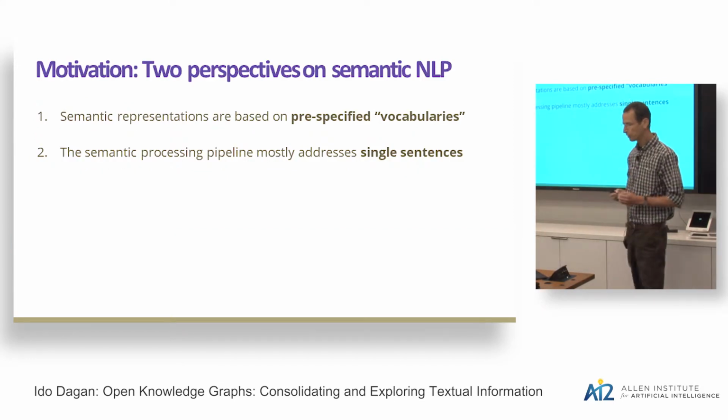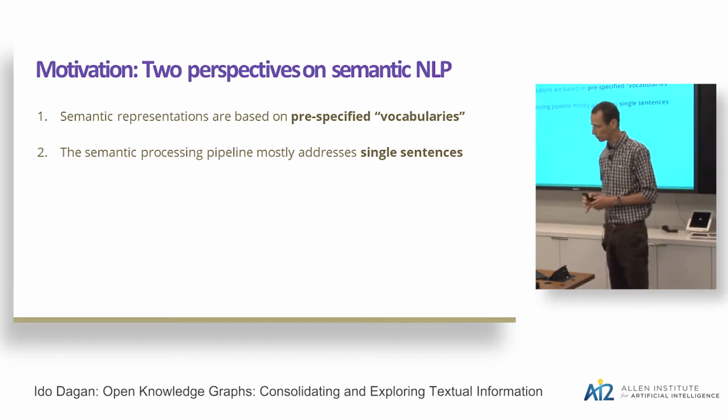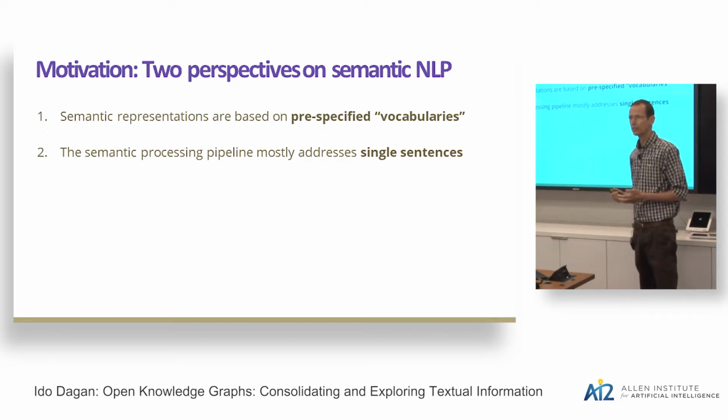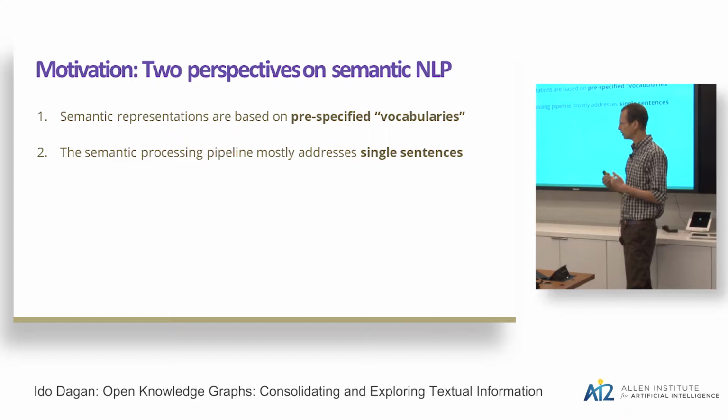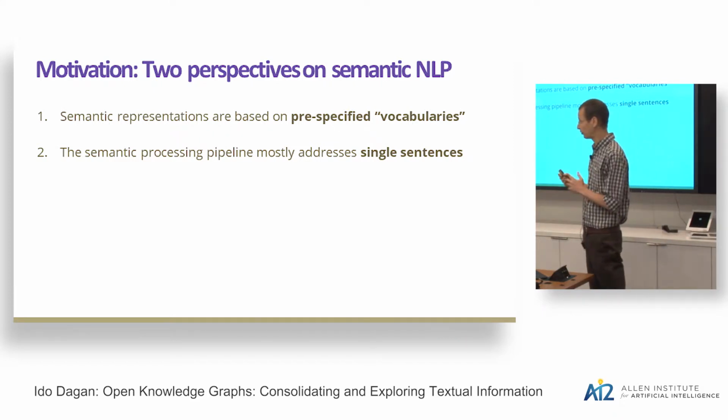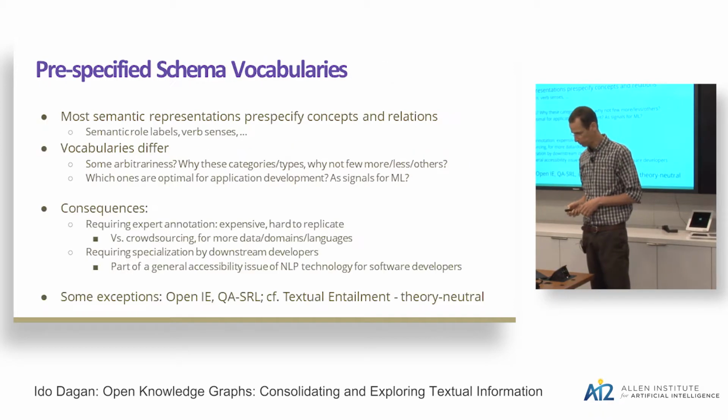So I'd like to start with the motivation by shedding light on two perspectives on the current state of affairs in semantic NLP. I have a slide for each, so this is just the titles. One is the fact that typical semantic representations use what I called here pre-specified vocabularies or schemata. And the other is that if you want to develop a semantic application using the NLP pipeline, the semantic NLP pipeline will typically end at the level of single sentences. So let me say a couple of words about each of these.